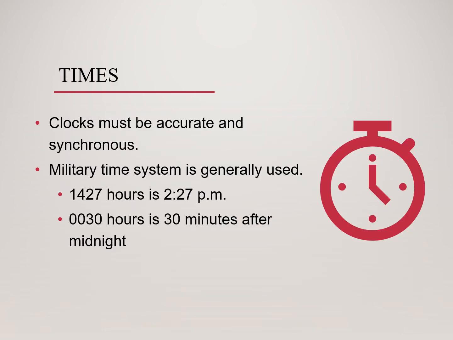Now, times. Clocks must be accurate and synchronous. Military time is generally used, so we use a 24-hour clock system. So 2 p.m. is 1400, and 8 in the morning is 0800. The way I like to think about it is, for all the afternoon PM times, if it's 2 p.m., add 12, that'll give you 1400. If it's 4 p.m., add 12, that'll give you 1600. Everywhere I've worked, even in the hospital, has used military time. So if you don't know your military times, I would practice using them, especially while you're in this class.